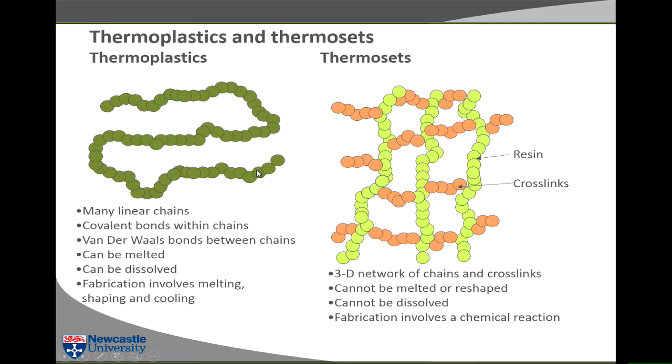And we have the difference between thermoplastics and thermosets. The thing about thermoplastic, which is what we're going to be talking about for most of these pipes, is that they're linear chains. There might be branches on the chains, but it's a linear chain, which means you can melt. Once you've melted it, the material will flow. So the covalent bonds within the chains, as I've said, van der Waals bonds between the chains, but they can be melted, they can be dissolved. Fabrication into pipes involves melting, shaping and cooling.